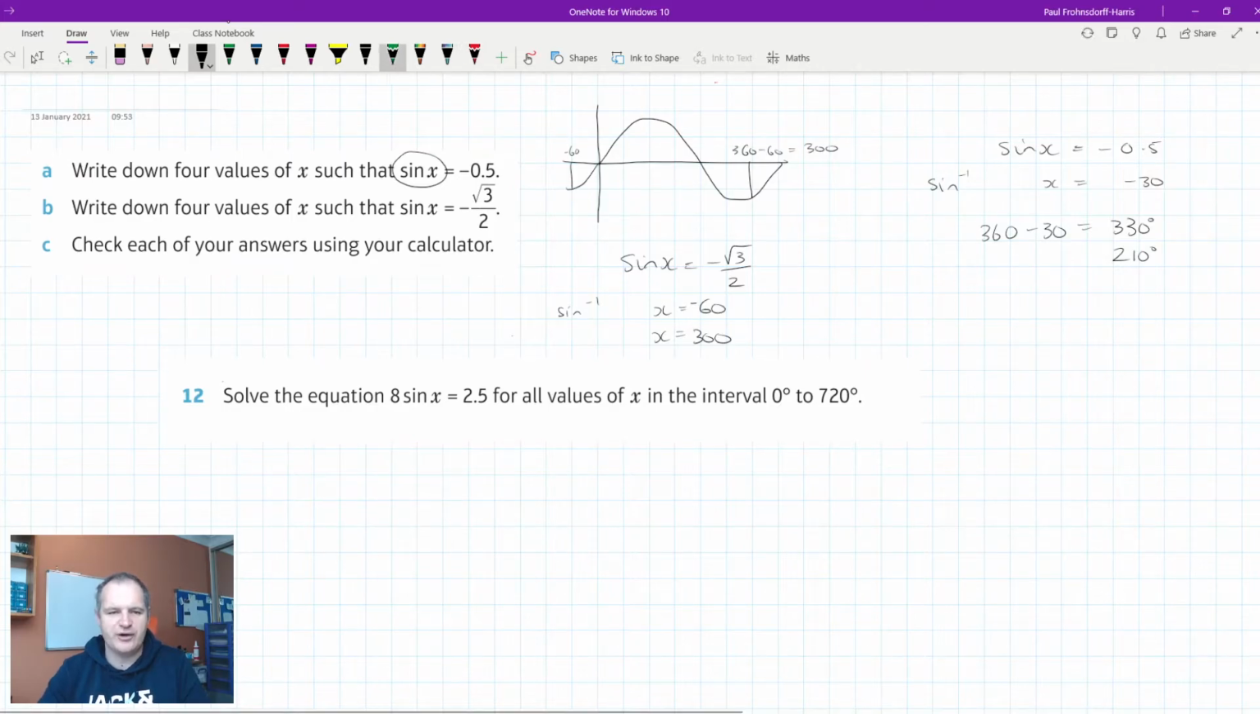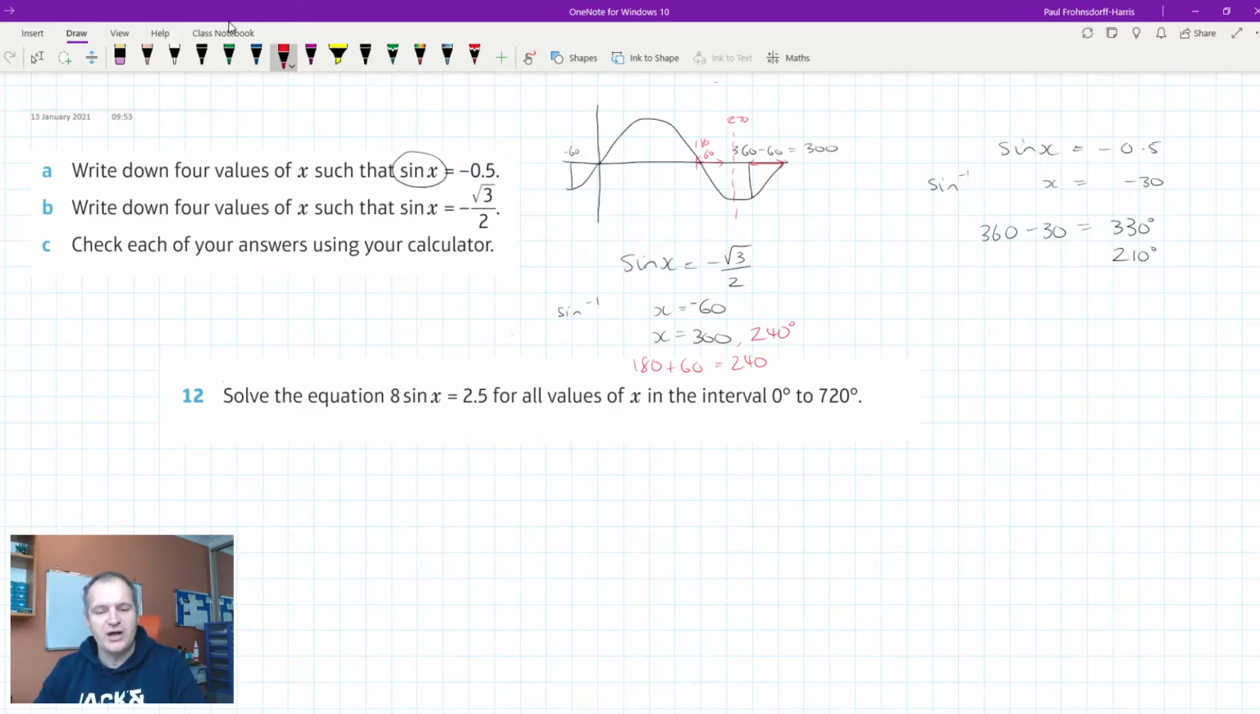Then we use symmetry again. The symmetry was at 270. So whatever that distance is, which we just said was 60, that distance there is 60. So we want that distance there to be 60 from 180. So we're going to do 180 plus 60 is 240. And there's my two solutions, 300 and 240.